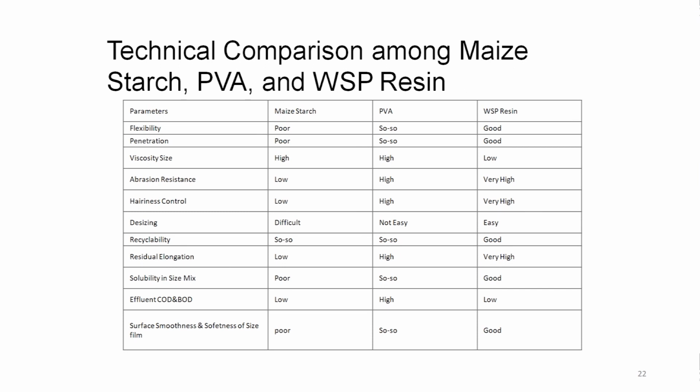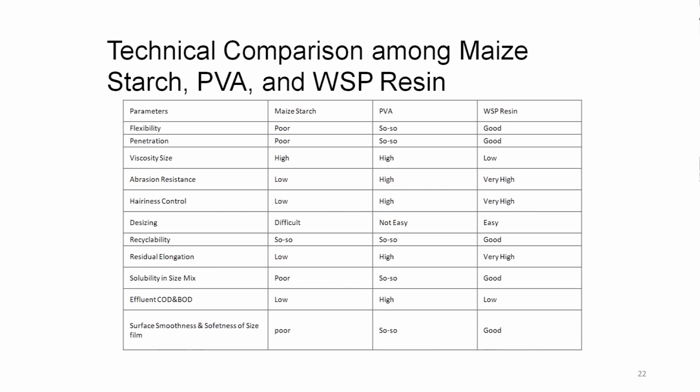This particular slide which we were talking about is the technical comparison of maize starch, PVA and WSP resin. They are from 3 different origins, and you will see that the surface smoothness and softness of the size film is poor for maize starch, and it is kind of so for PVA, polyvinyl alcohol, whereas for WSP resin it is very good. So, one of the sizes will have some edge over the other, and depending on the fabric quality we need to realize or choose which sizing agent is more appropriate.